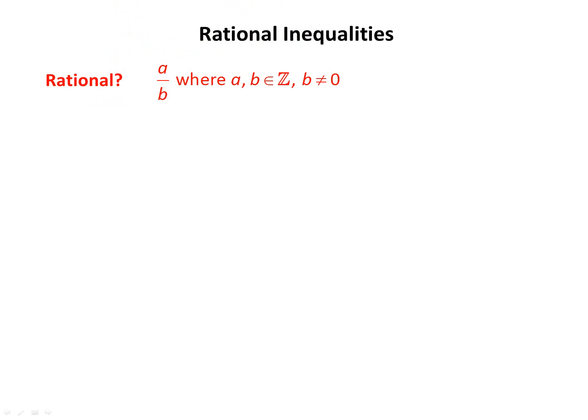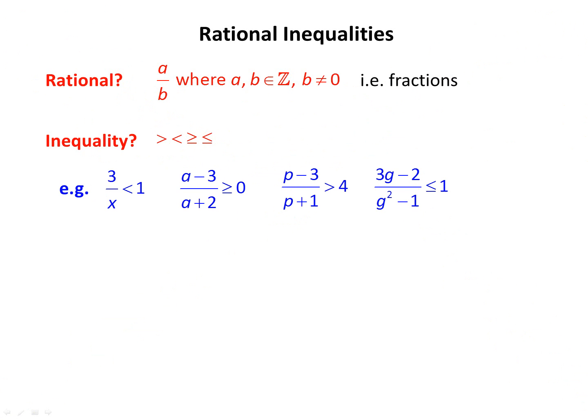Rational inequalities. Well, what does rational mean? A over b, a fraction where a and b are elements of the integers, b not equal to 0, because we cannot divide by 0. Fractions. An inequality: greater than, less than, greater than or equal to, less than or equal to. There are a whole lot of inequalities.